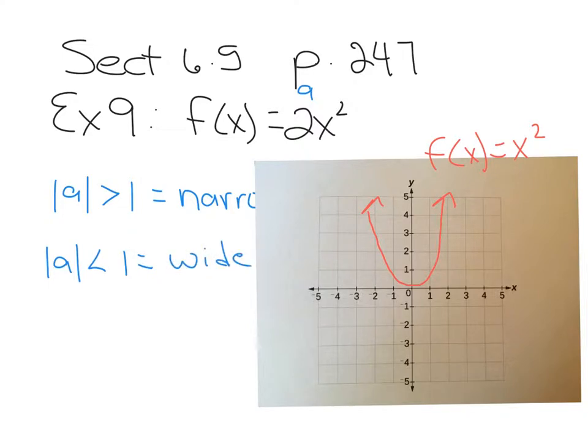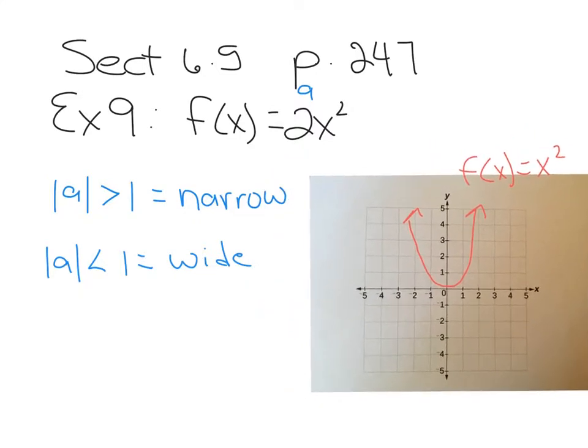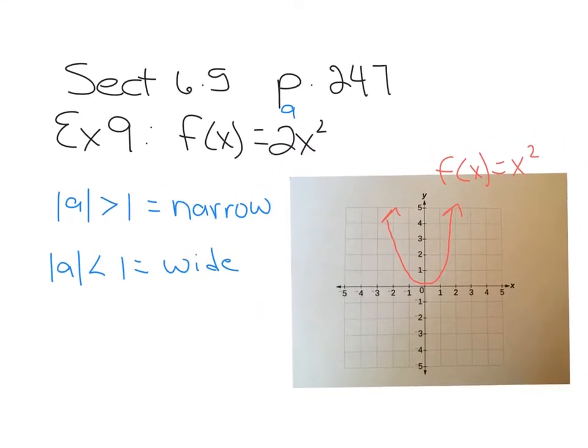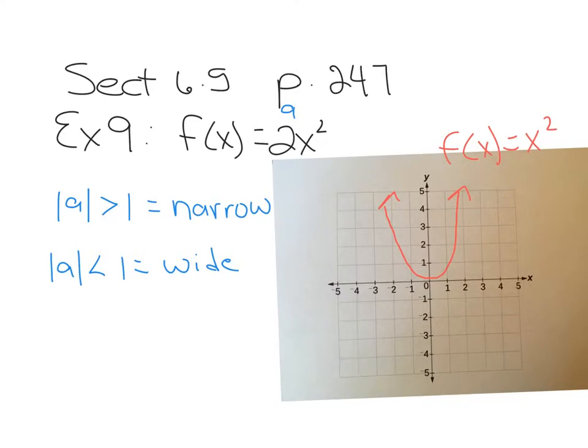Okay, so since this coefficient here is a 2, its absolute value is greater than 1, this parabola will be more narrow. So we're going to draw that in blue, and it will just be more narrow. It will still have the same vertex at the origin. It will still open up. The only thing this 2 is going to change is that it makes this more narrow.